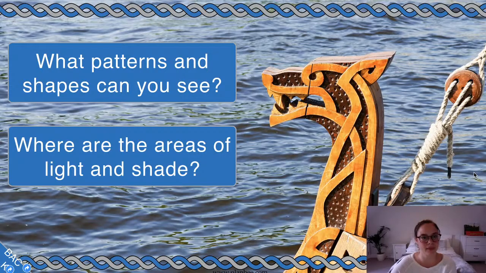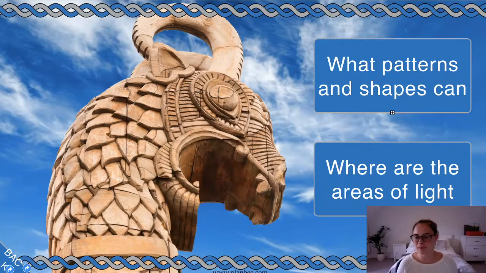Okay. So, what patterns and shapes? I'm really sorry, I think some of my slides have missed out some of my words here. But what patterns and shapes can you see on the dragon's head here? And where are the areas of light and shade?